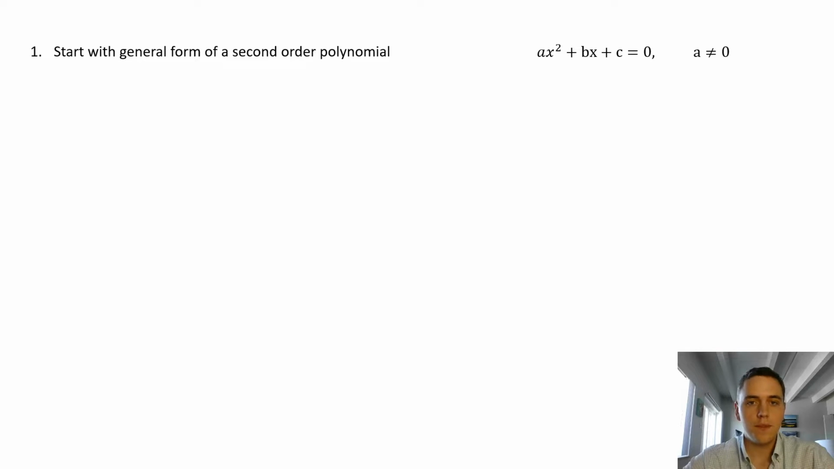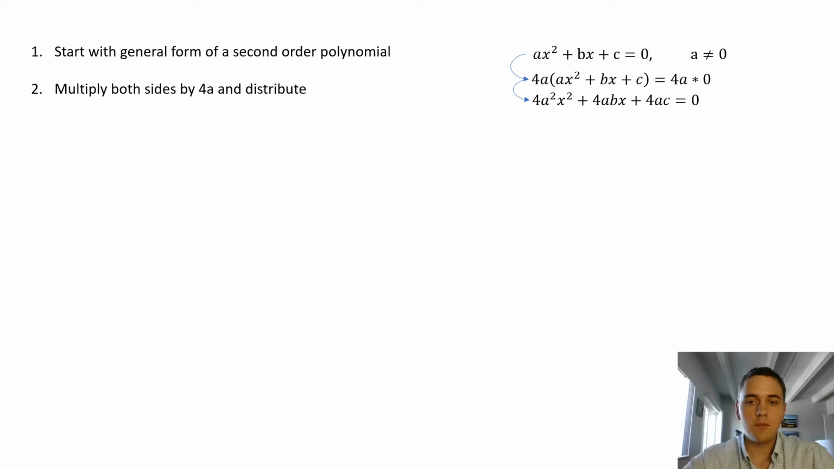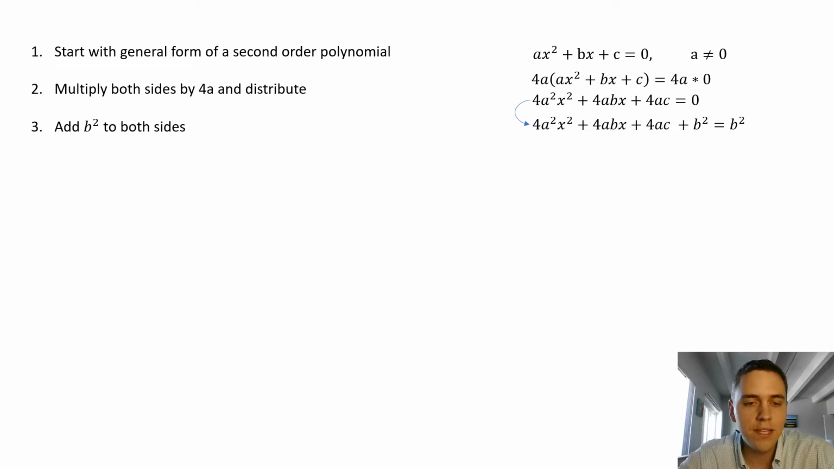So the next step is you multiply both sides by 4a and you distribute the 4a into the equation. So here we have the algebra. You can see that 4a times 0 on the right-hand side of the equation is just 0. So I went ahead and just did the math and distributed it out and left the right-hand side equal to 0. The next step is to add b squared to both sides.